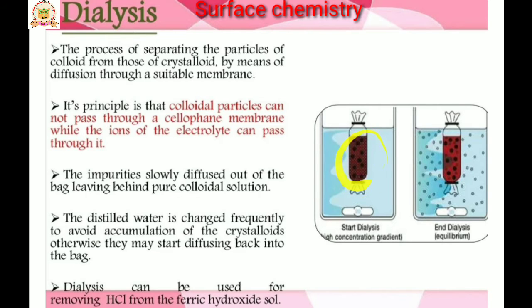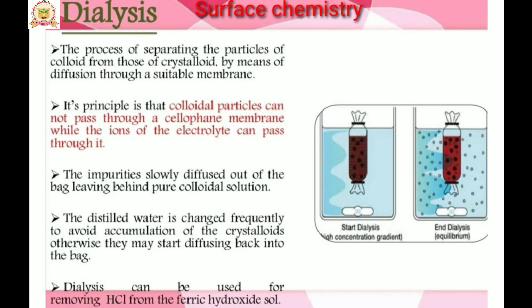Here, this is a bag containing the semi-permeable membrane, the cellophane membrane. It holds the colloidal particles with impurities and the suitable electrolyte. Then water is forcefully supplied through it. After that, the impurities slowly diffuse out of the bag, leaving behind the pure colloidal solution. The impurities come outside, and only the pure form of the colloidal particles remains in the cellophane membrane.